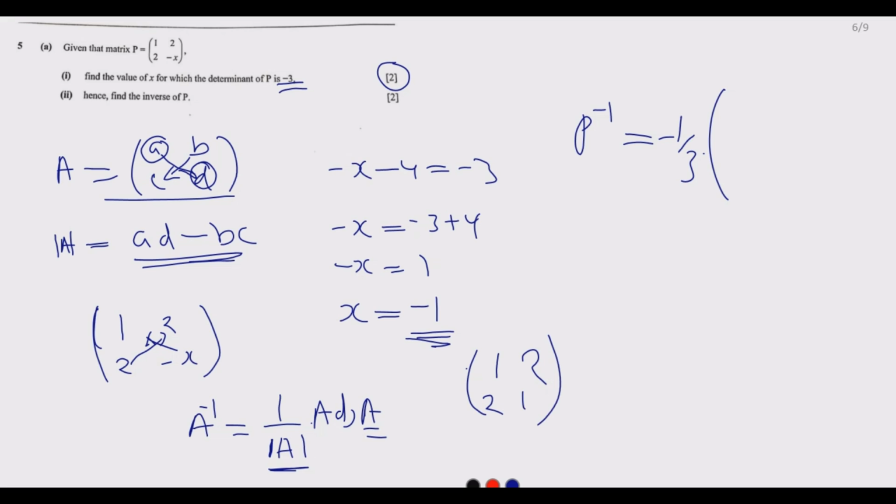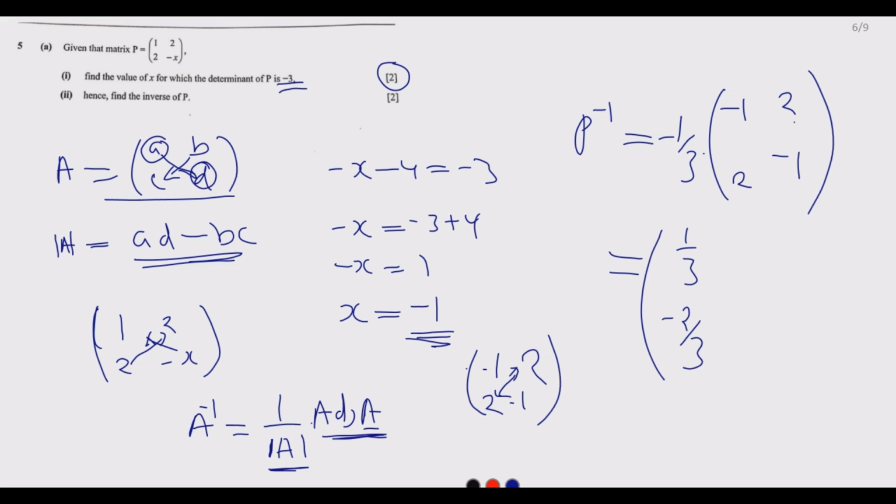Now we are supposed to swap these. The 2 and 2 will not change, and the signs of the other two change, so we have a negative 1 and a negative 1. Then we simplify: 1 over 3, because negative times negative is positive, then negative 2 over 3, then this one also negative 2 over 3, and this one positive 1 over 3. So this is the inverse of P. Again, that's how you get the other 2 marks.